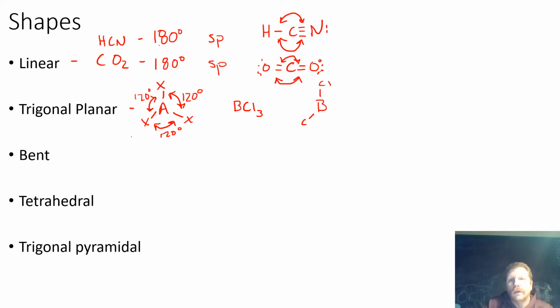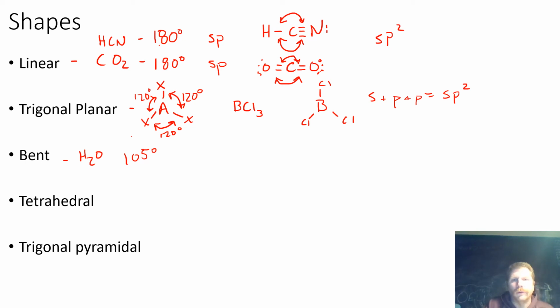Well, this has a total of 3 things surrounding it. And so this is going to be s plus p, which equals sp2 hybridized. So a linear molecule is going to be sp hybridized, the trigonal planar molecule is going to be sp2, and then the bent molecules that we'll look at, H2O, for example, which we previously looked at. Our bond angles for H2O are approximately 105 degrees.